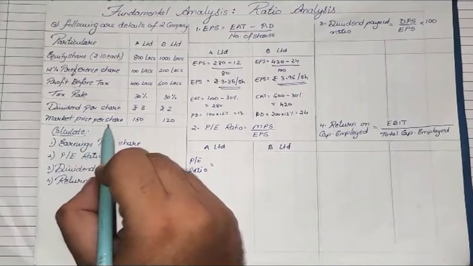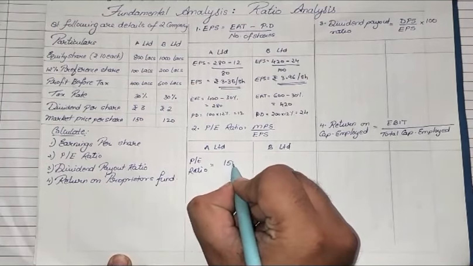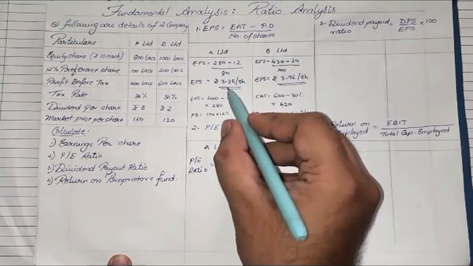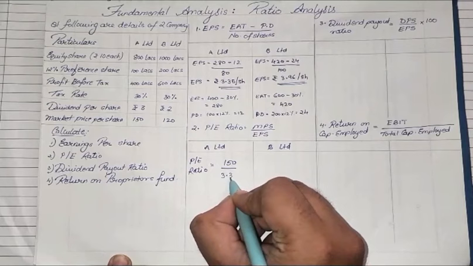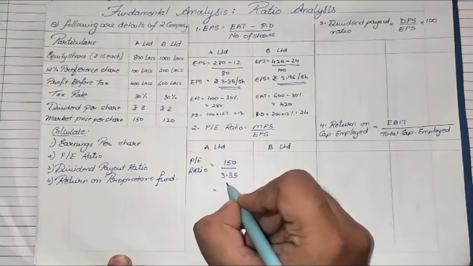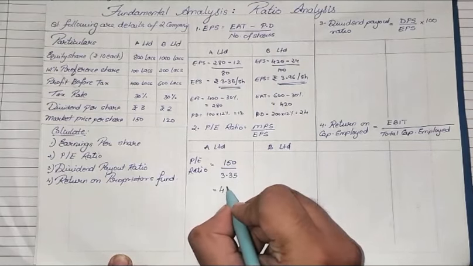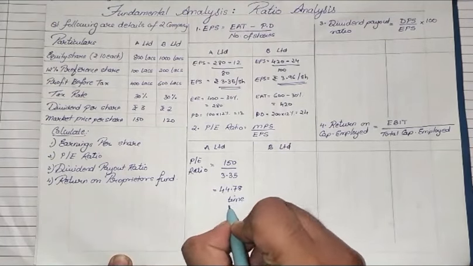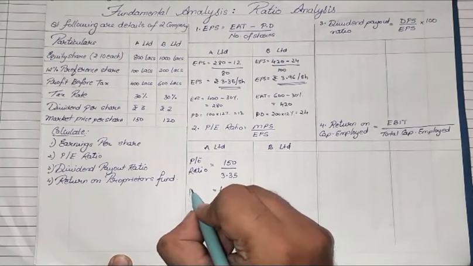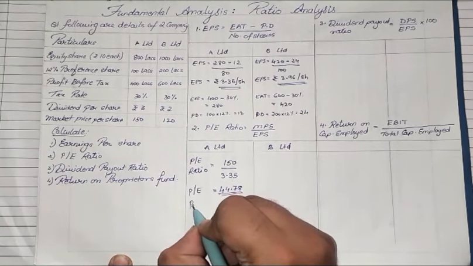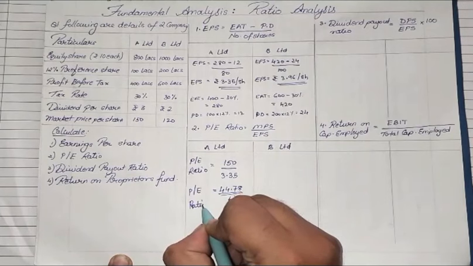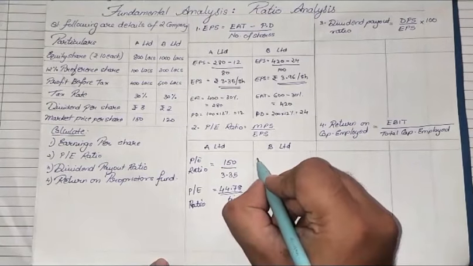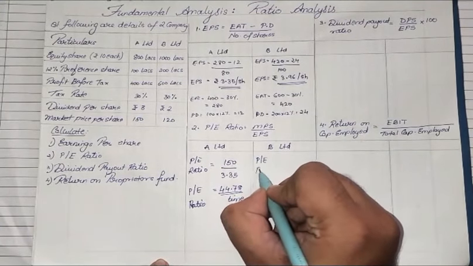Now here it's given market price per share of A Limited is 150. So it will be 150 divided by earning per share of A Limited. We already found that in the first formula, which is 3.35. So 150 divided by 3.35, we will get the value approximately 44.78 times. So it is in times always. Okay, so our PE ratio for A Limited is 44.78 times.